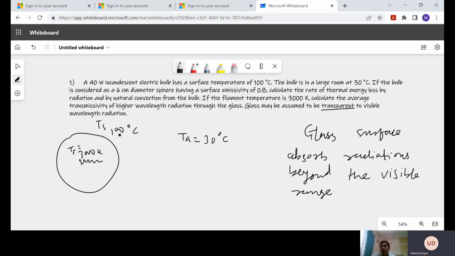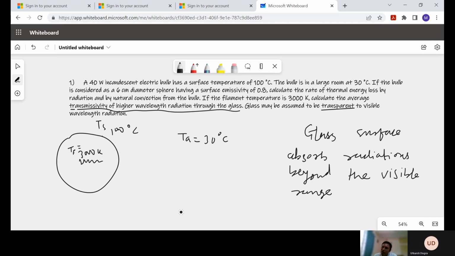Yes, sir. Now what has been asked in the question? In the question, what has been asked is the transmissivity of this glass for a higher wavelength radiation. This is what is asked. What will be the transmissivity of this outside glass for the higher wavelength radiation? That is what has been asked.